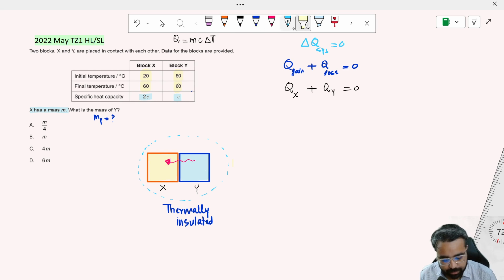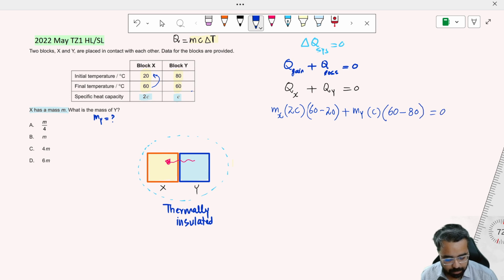If we use this equation mcΔT for both, then for X, the mass is m_X, its specific heat capacity is 2C, and the change in temperature is final minus initial, so that should be 60 minus 20. Plus the mass of Y, which is unknown, m_Y, its specific heat capacity is C, whereas its change in temperature, final minus initial, is equal to 0. Now you can further solve it.